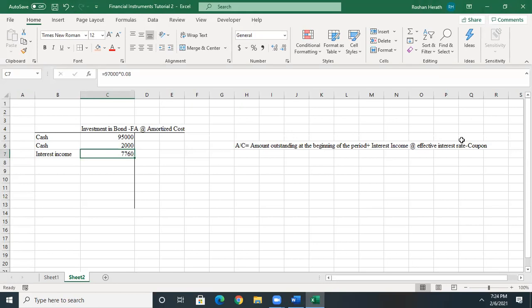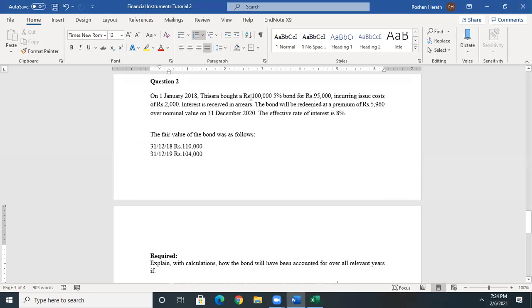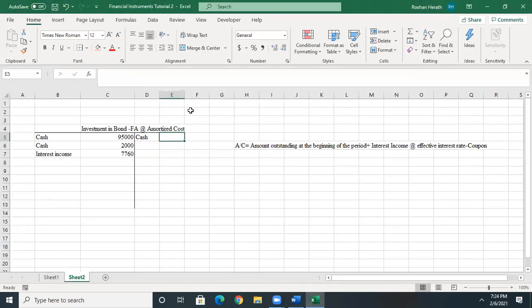Okay, you did that. Then you need to take the coupon, deduct coupon. Okay, you receive the coupon, cash gets debit, here it gets credit. How much? The coupon is always based on the par value of the bond, 100,000 into the coupon rate. 100,000 into coupon rate, 5%. So here how I get that? Just to show 97,000 into 8%. And here how I get that? It's 100,000 into.